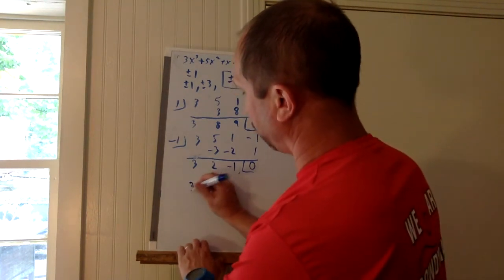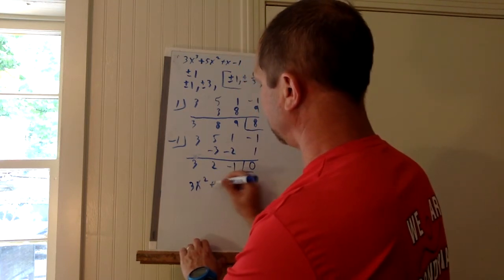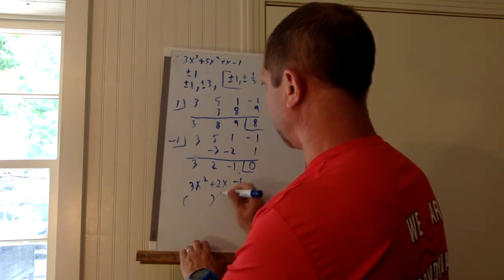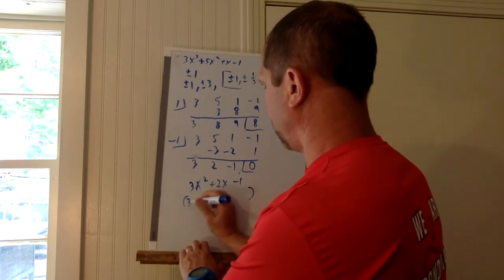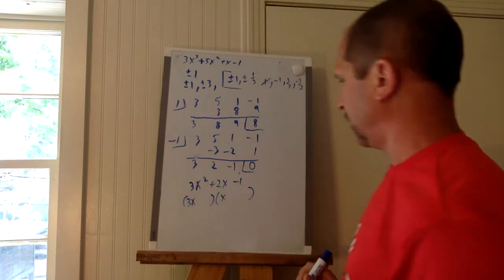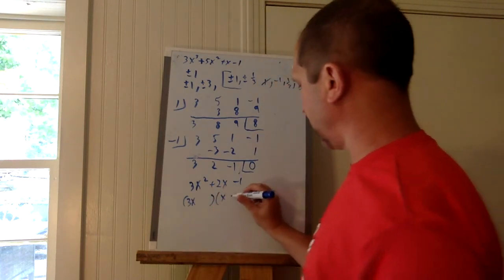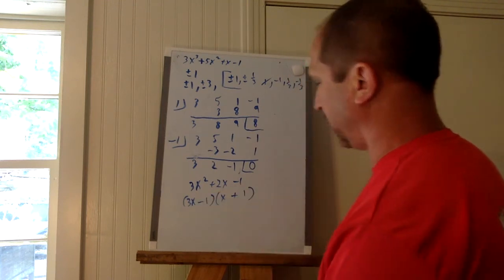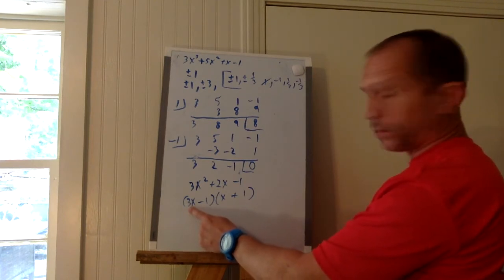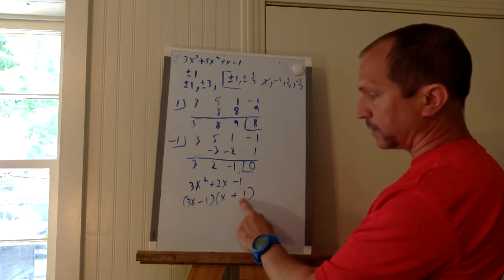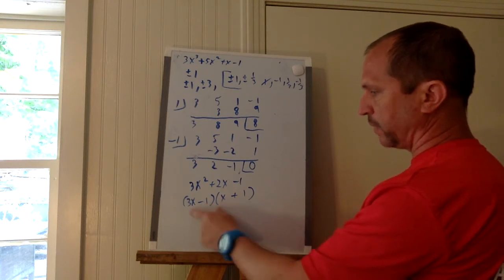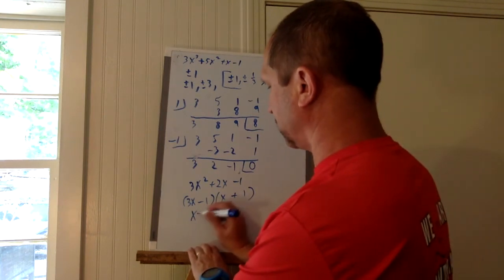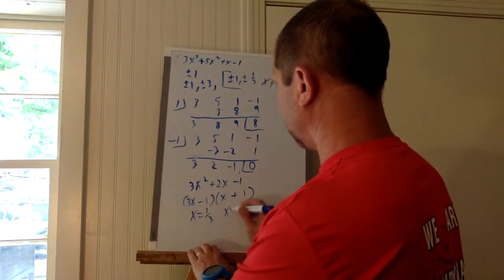So here we have 3x squared plus 2x minus 1. Let's try to factor this. We get 3x and x. And we need this 2 to be positive, so let's try plus 1 and minus 1 here. Let's double check by FOILing to see if this works. 3x and 1 is 3x. Negative 1 and x is negative x. 3x minus 1x is 2x. So that did work.